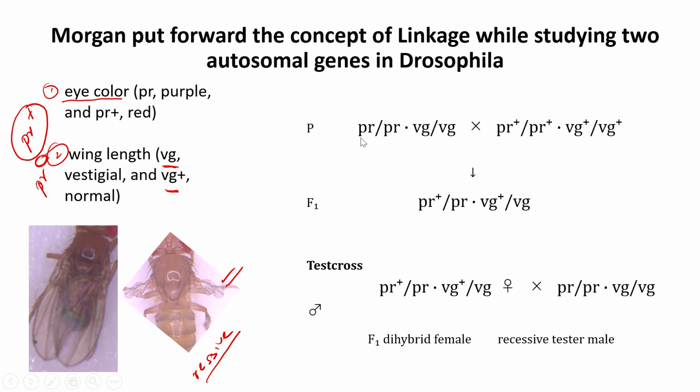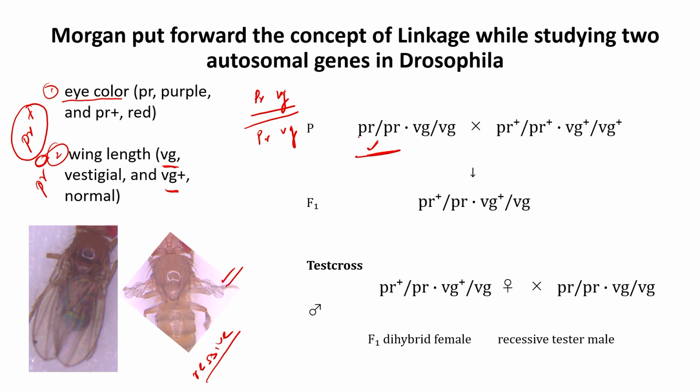So, what did he do? In the parents, he had purple and vestigial. One more thing, now let us see what this slash means. We can write genes like this, PR, VG, with one line showing one homologous chromosome and another line showing another homologous chromosome, PR, VG. Or we can also write it for simplicity using just one line as a slash. There are different ways to write these genotypes, but once you understand how to read them, it will be easier.